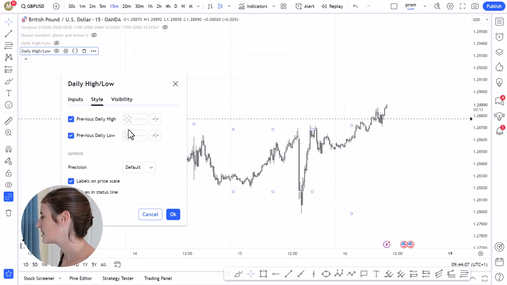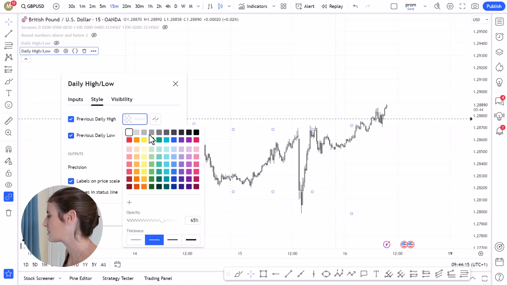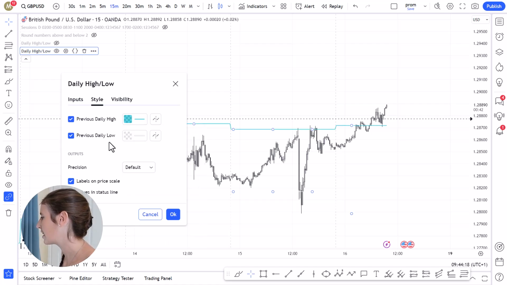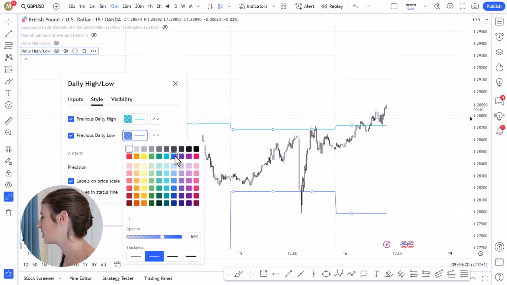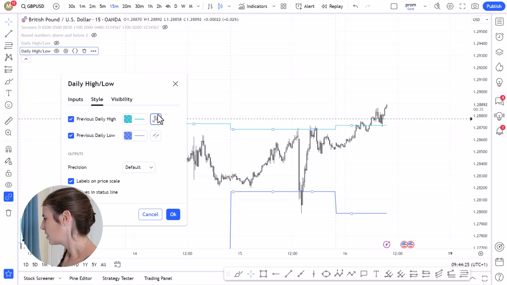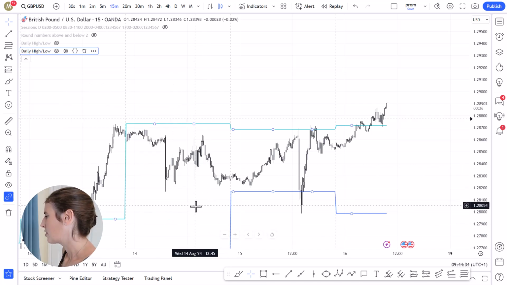And all this is basically showing on the chart is the previous daily high and the previous daily low. So we'll change the color so you can see it, and then we'll talk a little bit more about it. So I'm going to make the previous daily high light blue and the previous daily low, let's make that dark blue. And then you can edit how you want this to appear. I'm just going to keep it as this for now. And let's click OK.